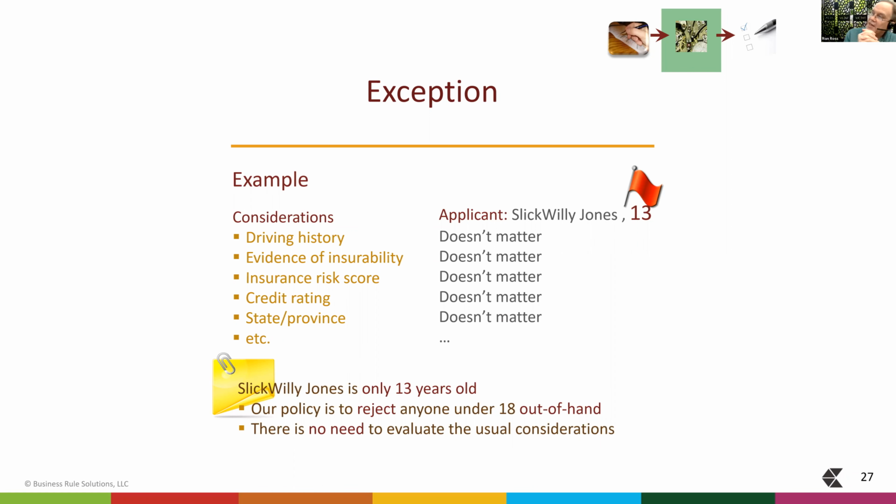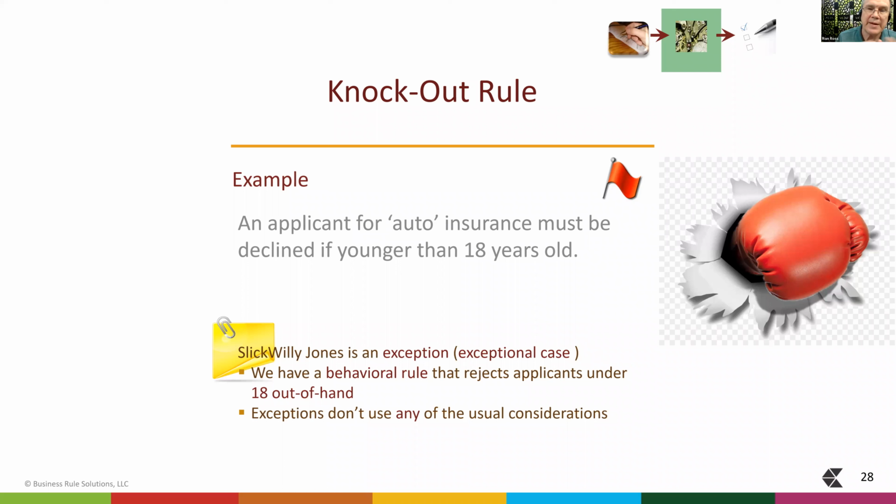Another example. Here along comes Slick Willie. Slick Willie Jones has been playing computer games since he was 3 years old. He loves to troll insurance companies and hack things and so on. So he decides at 13 years of age that he's going to try to apply for insurance. Well, no, he's not going to get insurance. All the regular considerations, driving history, evidence of insurability, insurance risk score, credit rating, state, province, all that stuff, it doesn't matter. Because if you know Slick Willie's only 13 years old, you're not going to give him insurance. It's a matter of policy not to do that. So you can knock out his application because we have this overriding policy that no matter what the rest of the decision logic says, he's not going to get the policy because of this criteria.